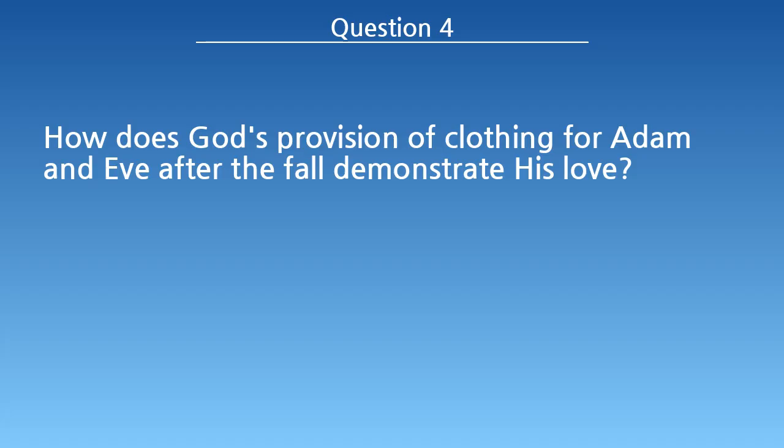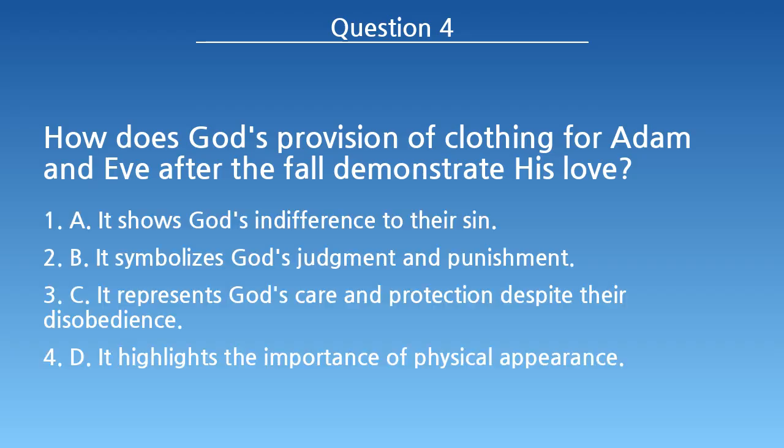Question 4. How does God's provision of clothing for Adam and Eve after the fall demonstrate his love? Options. 1. A. It shows God's indifference to their sin. 2. B. It symbolizes God's judgment and punishment. 3. C. It represents God's care and protection despite their disobedience. 4. D. It highlights the importance of physical appearance.